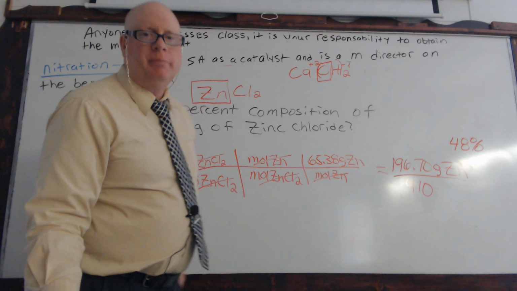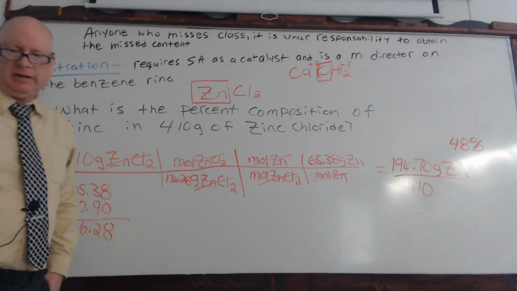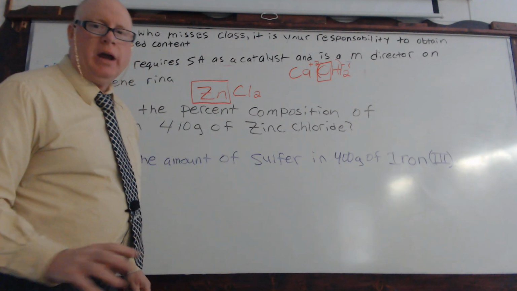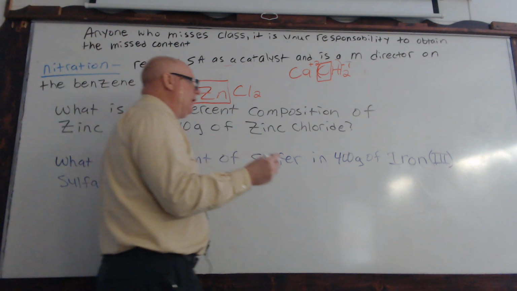We're closing the books on this, and again, as you can see, it's just this one extra added step. We're still requesting one more example. So we had a little bit of student input here in saying, what is the amount of sulfur in 400 grams of iron 3 sulfate? So the first thing we need to do, what is the formula for iron 3 sulfate?